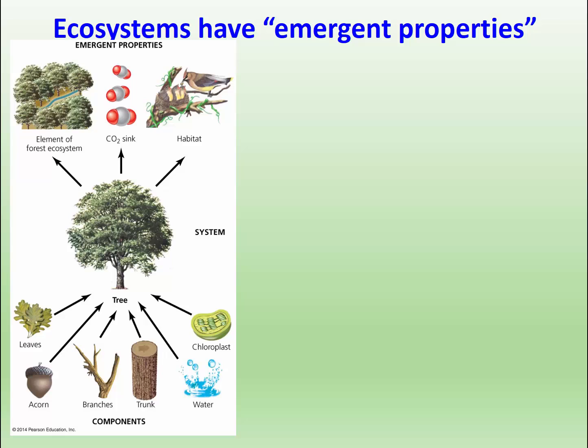For example, trees provide habitat, oxygen, absorb carbon dioxide, and are a critical element of a forest ecosystem. The tree is made up of leaves, branches, a trunk, water, chloroplasts, and a variety of other components. However, if you isolated the chloroplast, this component of the tree could not provide a habitat to a bird.